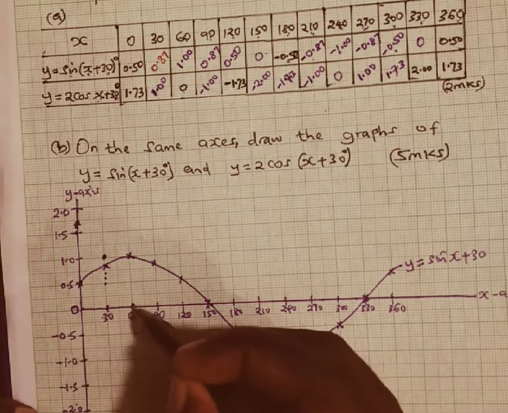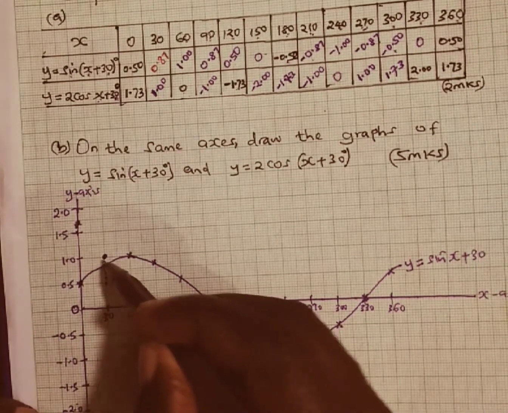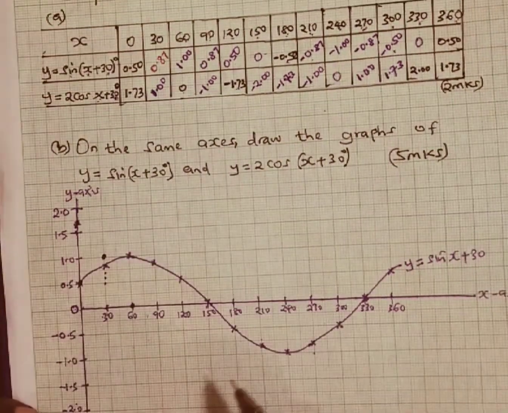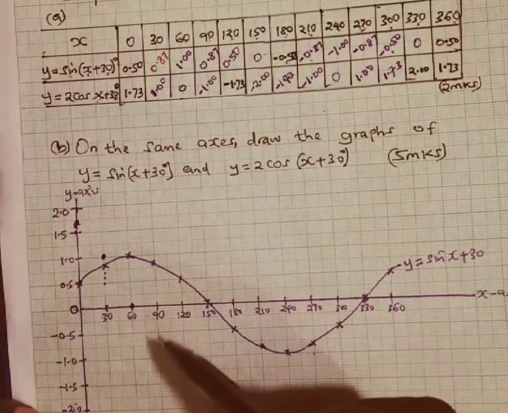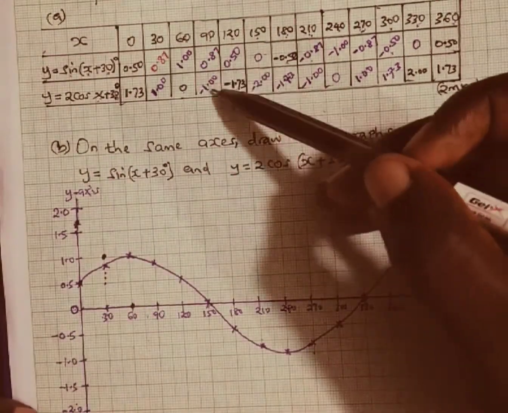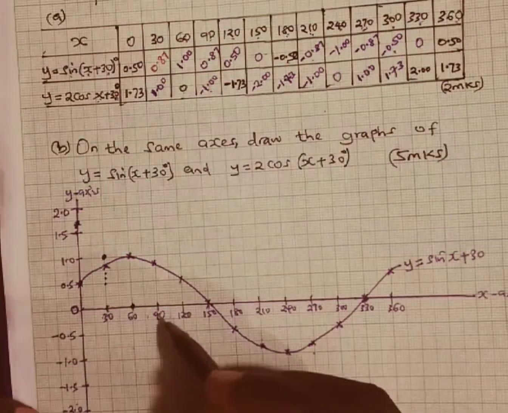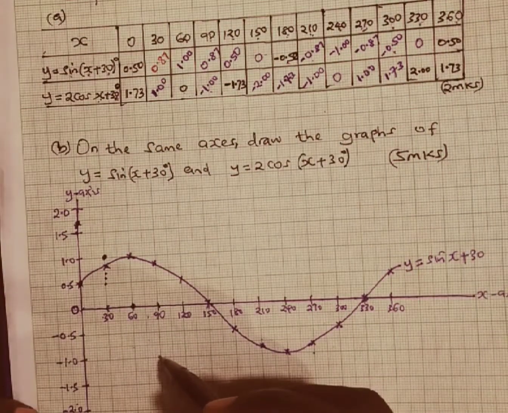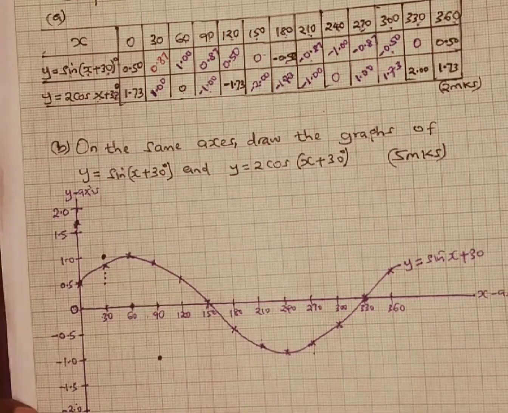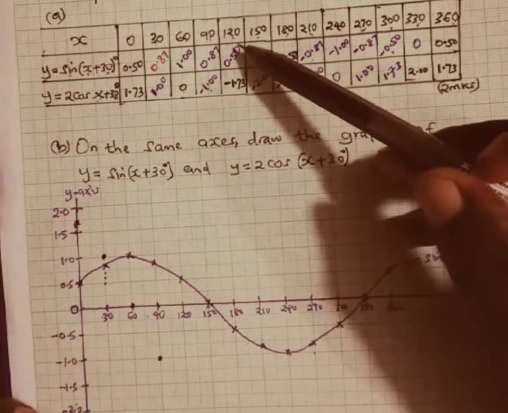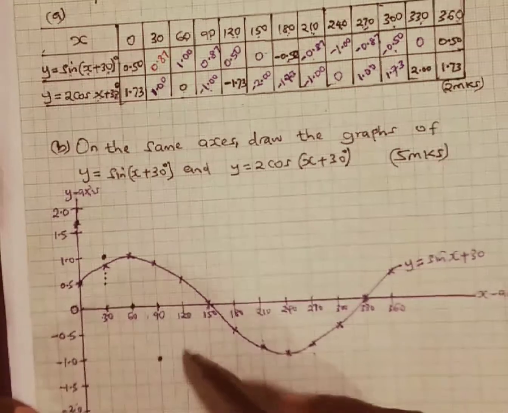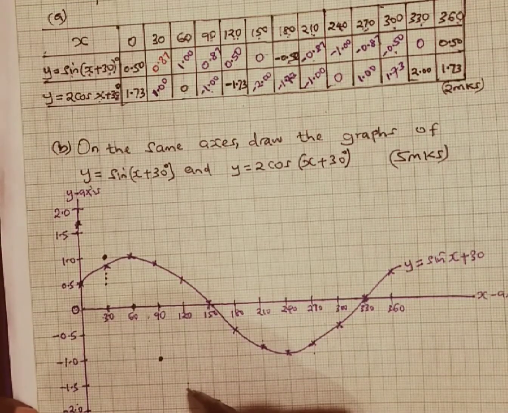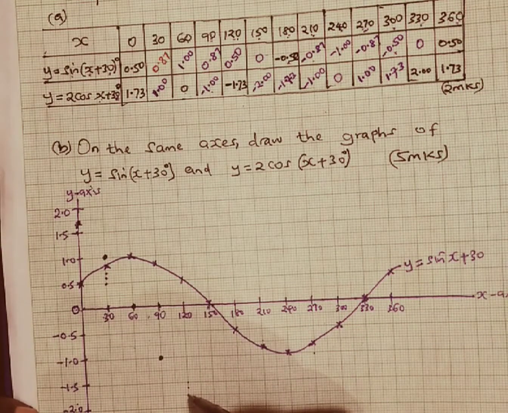So let me differentiate this by using another pen. When the value of x is 90, y is negative 1, and negative 1 is here. And when the value of x is 120, you get 1.73. 120 is 1.5, 1.6, 1.73.